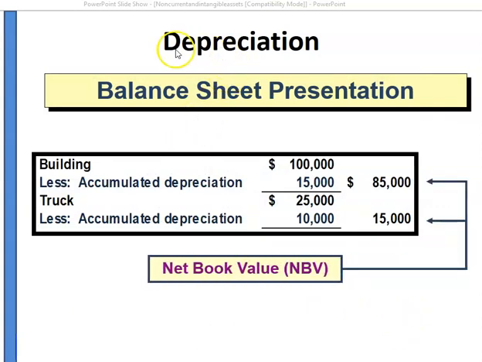Okay, so keeping with the concept of depreciation, our balance sheet presentation looks like we've got a building and we've got a truck here. We're going to show the building, in this case, at $100,000. Less accumulated depreciation gives us net book value of $85,000 for the building. And then we have a truck we purchased for $25,000. It has accumulated depreciation of $10,000. Net book value for the truck, $15,000. Total net book value is going to be $100,000.